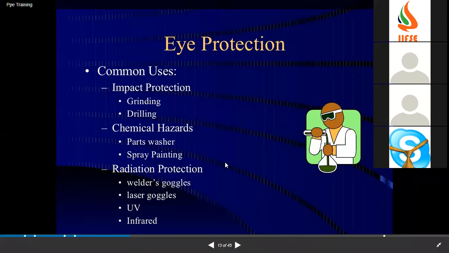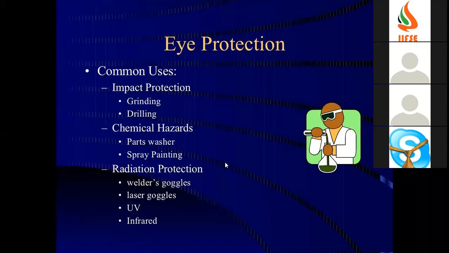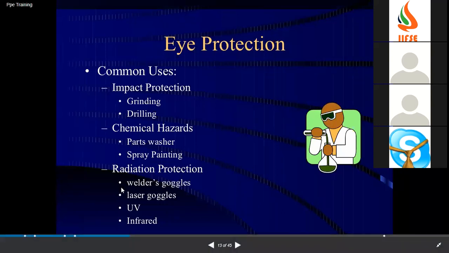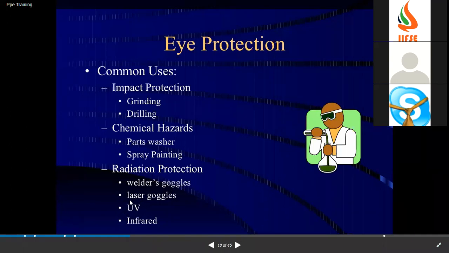Radiation protections. What do you mean by radiation? Radiation is the wave or the light intensity of a light which has a larger wavelength. How the strength of the light is calculated is by its wavelength. So for radiation, we will use welding goggles. Welder's goggles have a black coat on them which reduces the radiation effect. Laser goggles, UV protected goggles, and also infrared protection goggles.